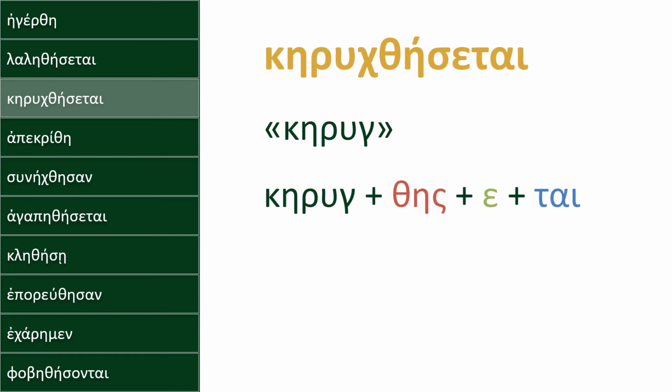Kerichthesete. Future passive indicative, third person singular from keriso. The meaning is it will be preached. The root is actually kerig. The future tense stem is also kerig. We add the future tense formative thes, the connecting vowel epsilon, and the third person singular ending te. Now remember, when a tense formative beginning with theta is added to a stem ending in a velar, in this case gamma, the velar changes to chi, and this is how we get kerichthesete.